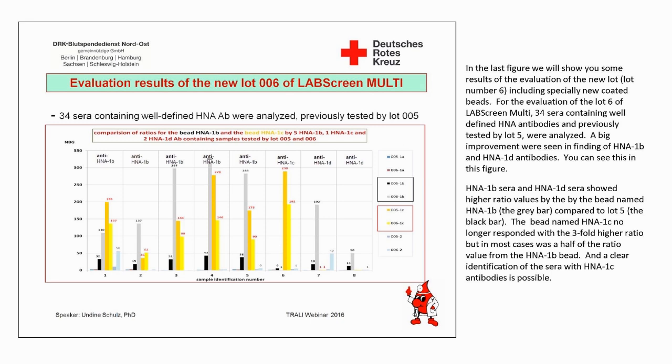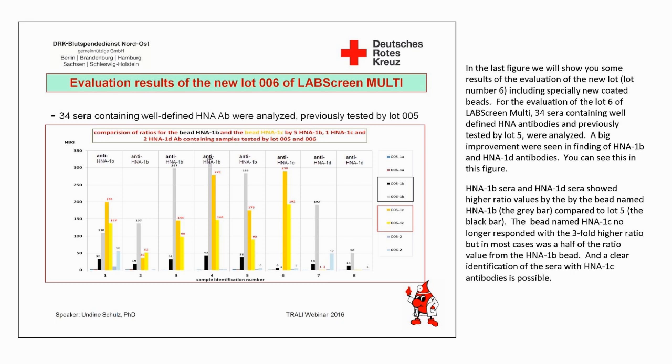In the last figure, we will show you some results of evaluation of the new lot, lot number 6, including special new coded beads. For the evaluation of the lot 6 of LABScreen Multi, 34 sera containing well-defined HNA antibodies and previously tested by the lot 5 were analyzed. A big improvement was seen in finding of HNA1B and HNA1D antibodies. You can see this in this figure.